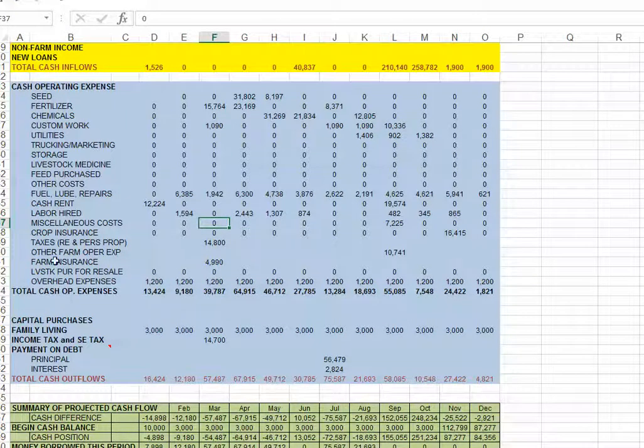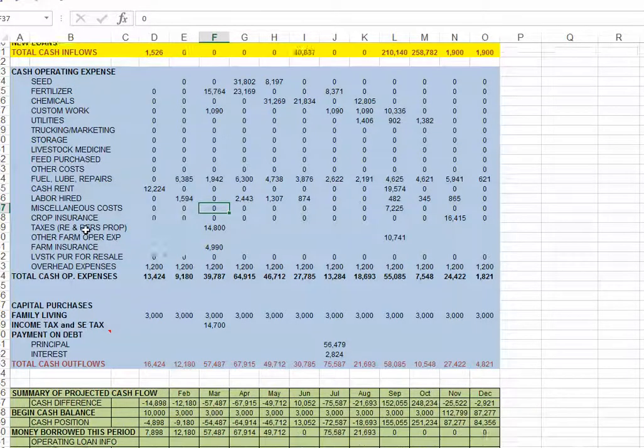Remember now, in this cash operating expense, there's no accrual adjustments. There's no inventory change, no change in prepaid expenses. These are nothing but cash expenditures because we're dealing with money flows.